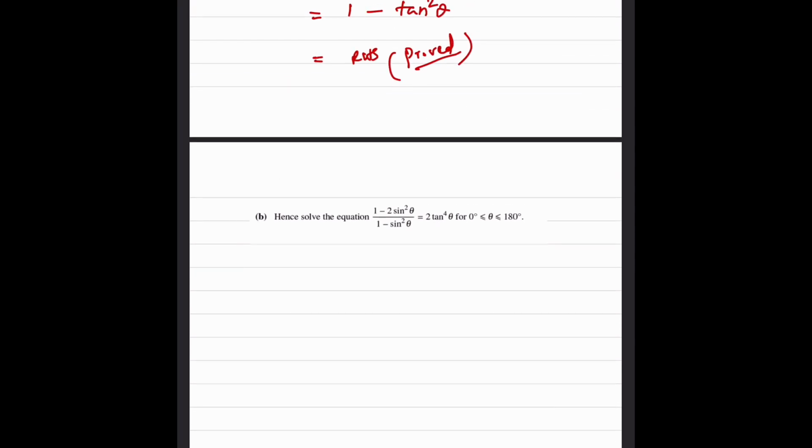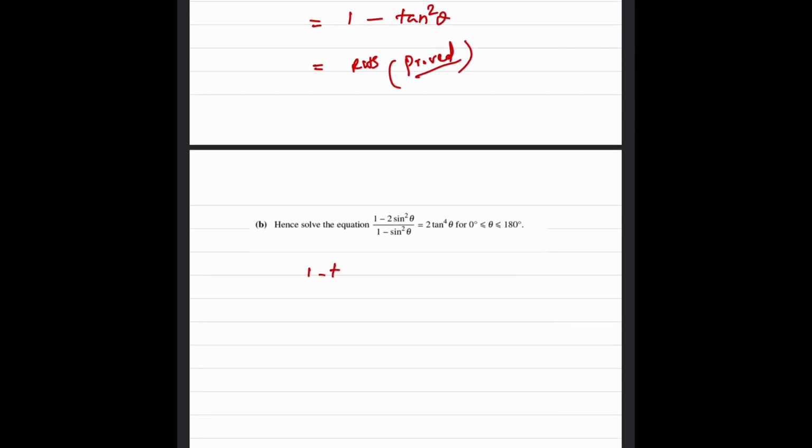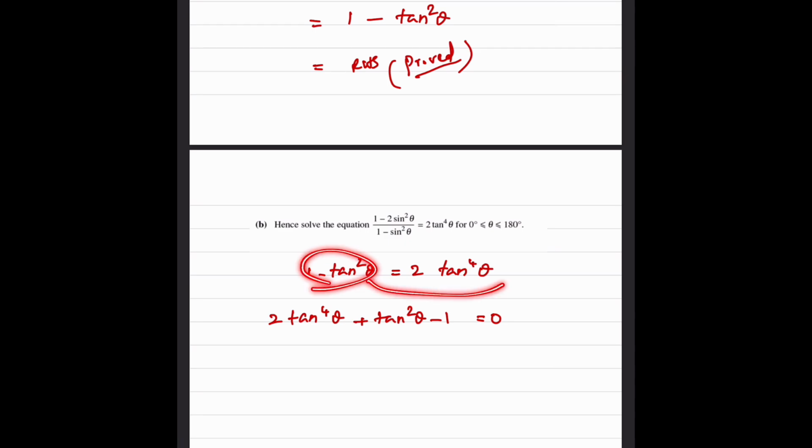So we can write this as 1 minus tan squared theta equals 2 tan to the power 4 theta. We'll bring everything to one side. So 2 tan to the power 4 theta plus tan squared theta minus 1 equals 0. I am bringing all these things to the other side, which is equal to 0.